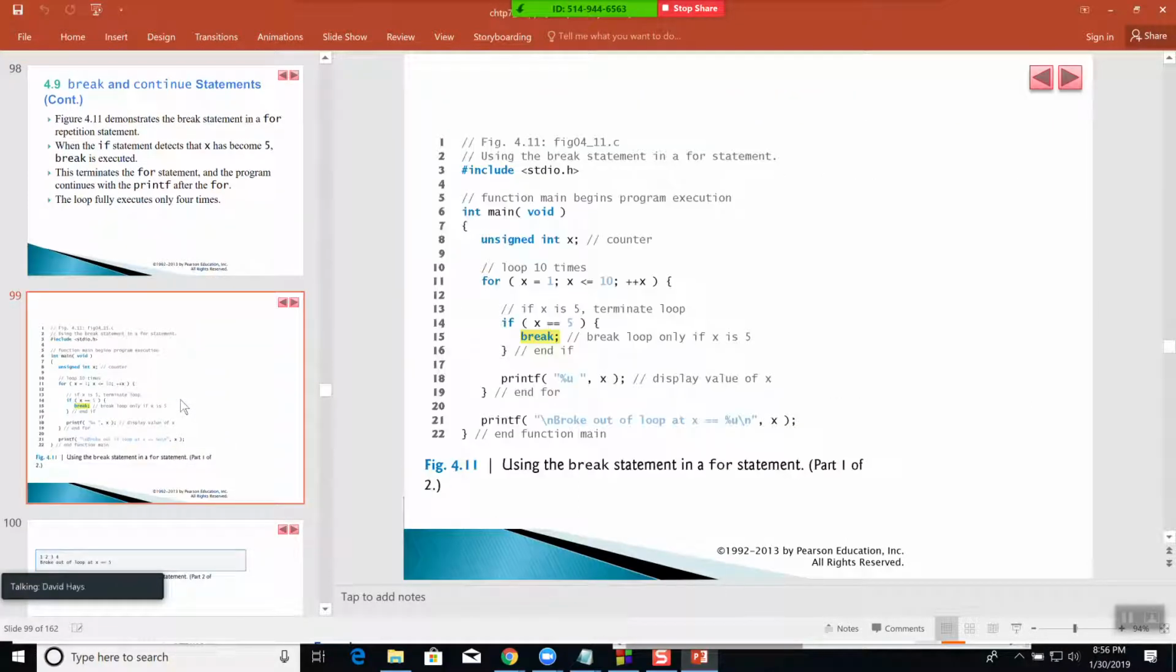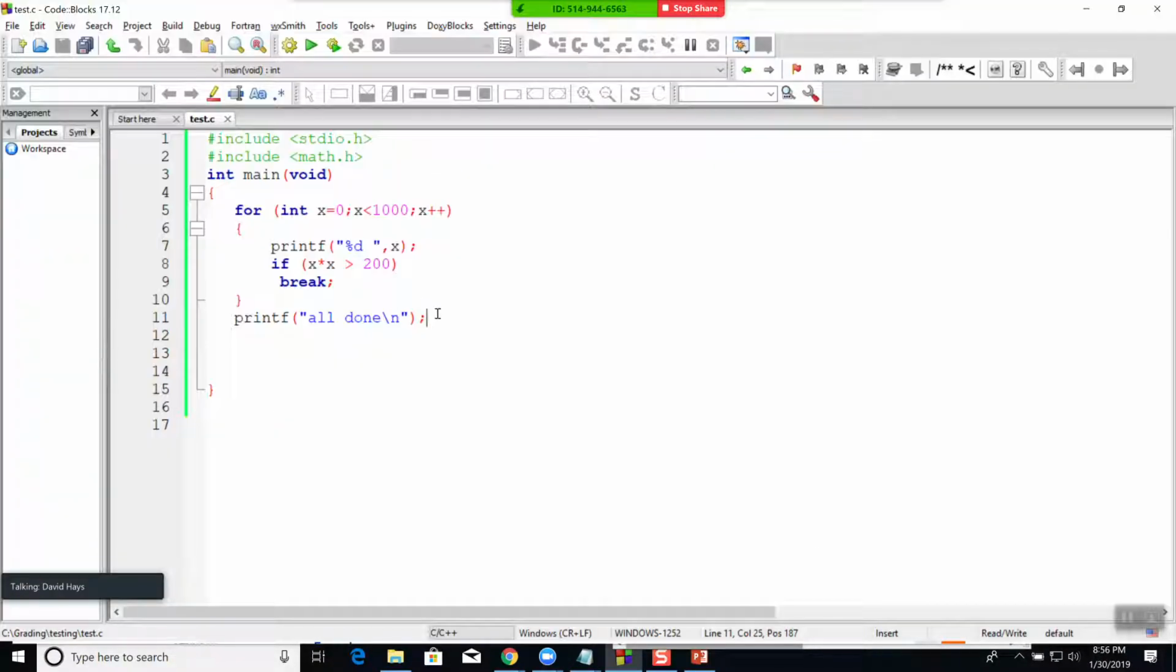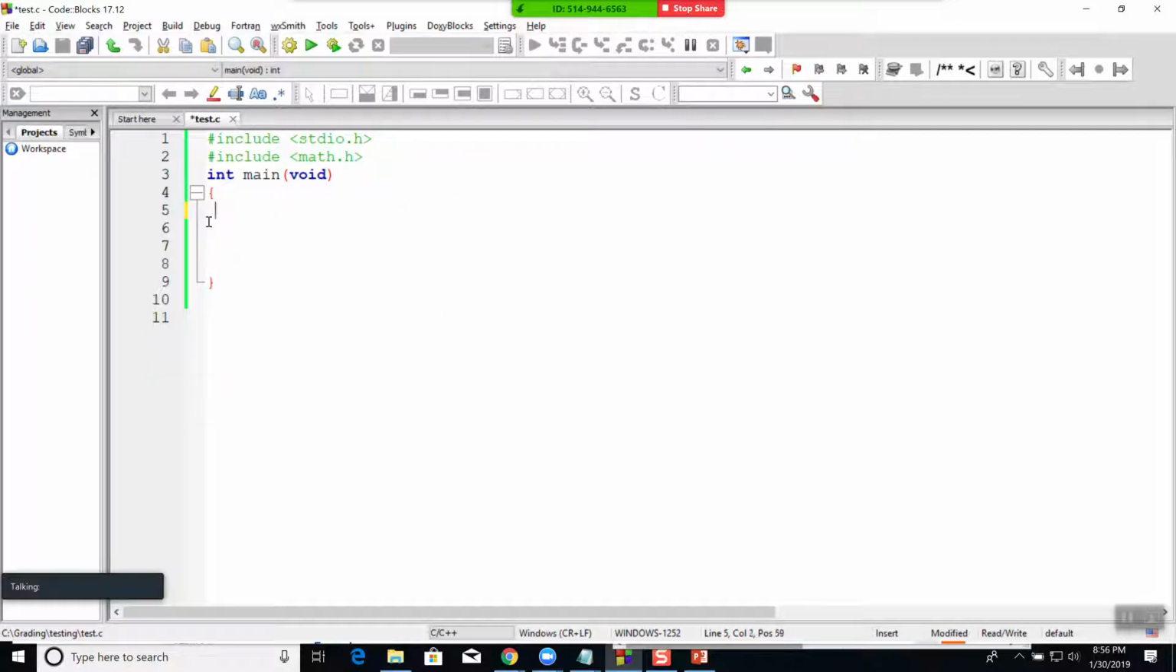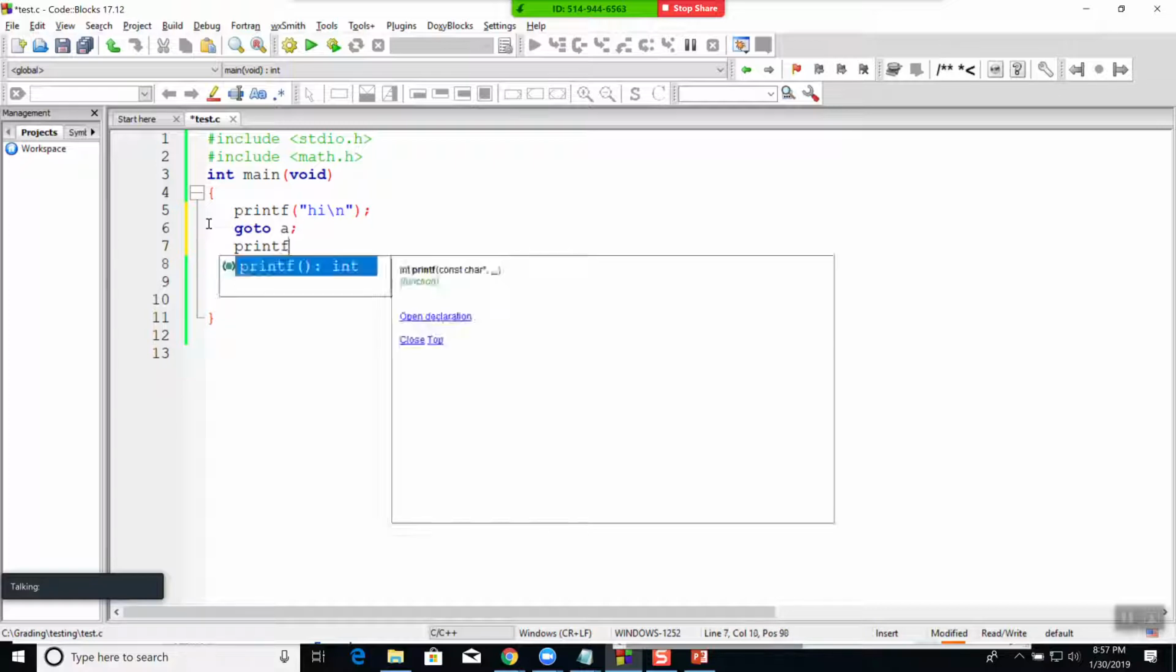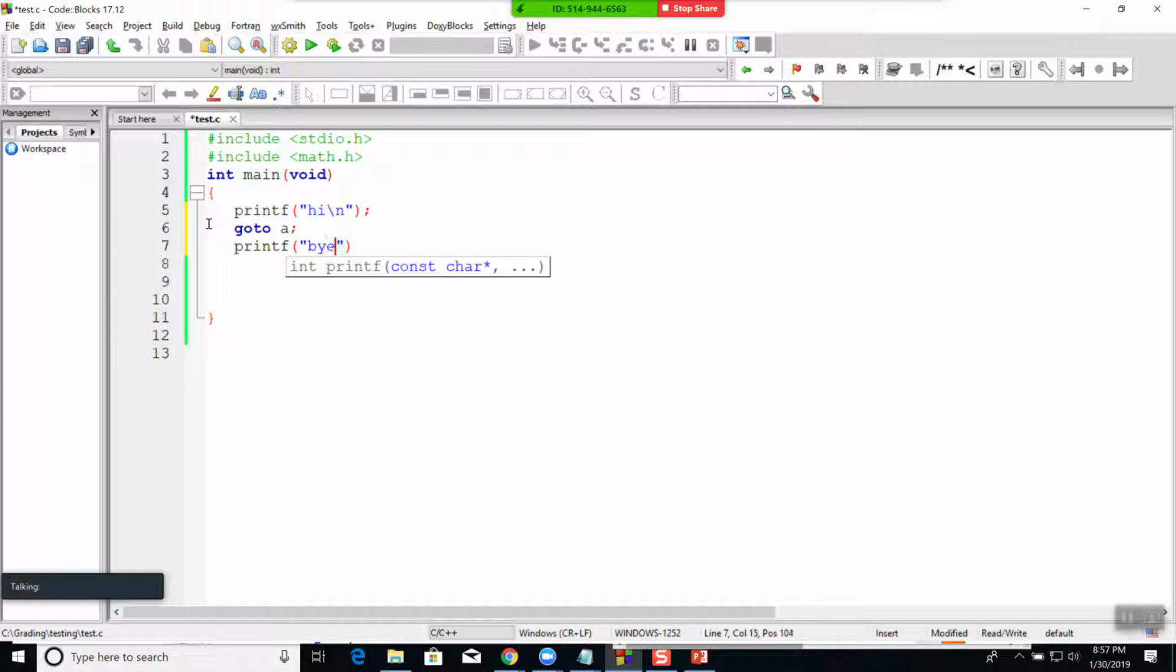Used to be there was a go-to, and I don't know if this even has a go-to or not. Printf, let's see. Hi. Oh, that's horrible. Go to A. By.